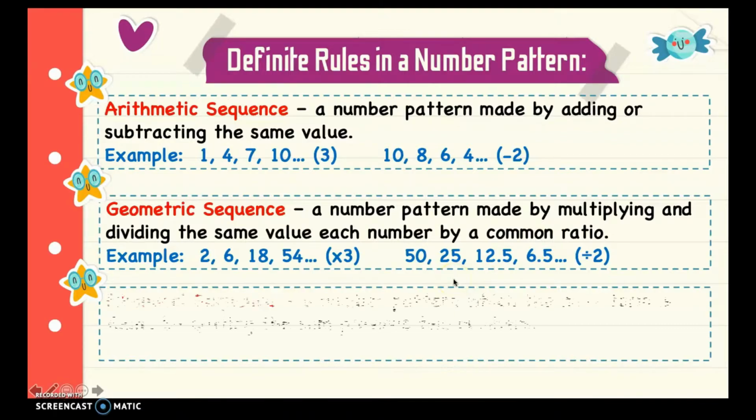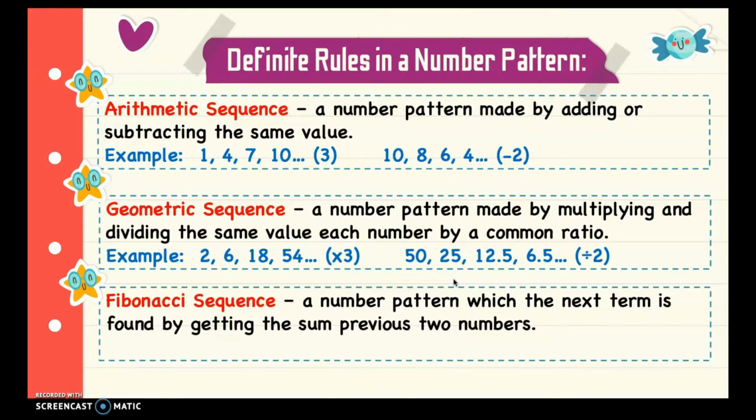We also have here another number pattern. We call it the Fibonacci sequence, a number pattern in which the next term is found by getting the sum of the previous two numbers. So we have 1, and then you add the previous term, but there's no other number, so you write 1 here. Then you add 1 plus 1 is 2. Then you add the previous two numbers. 1 plus 2 is 3, 2 plus 3 is 5, 3 plus 5 is 8, and so on. So you will get the next term by adding the two previous numbers.